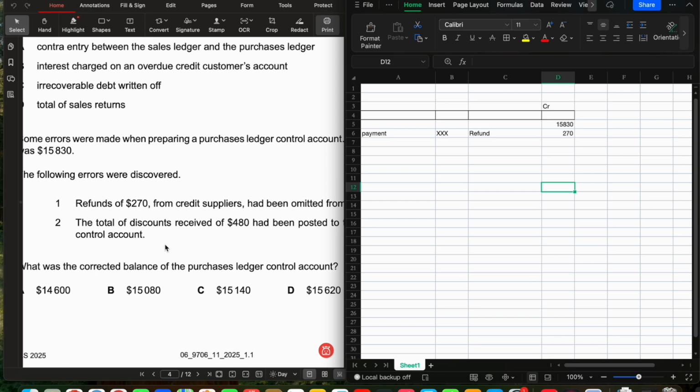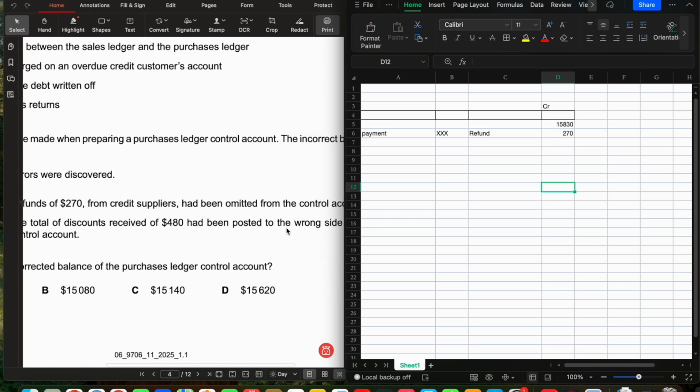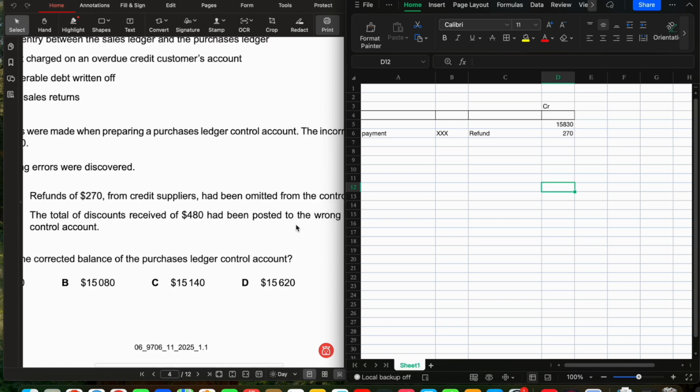Number 2. The total discount received of 480 had been posted on the wrong side of control account. So when we receive discount, we write it here. And we were supposed to write this amount on the debit side. But we wrote it on the wrong side. That means we wrote this amount, which is 480, on this side. We wrote it here. But now this is incorrect. So what we need to do is correct this.